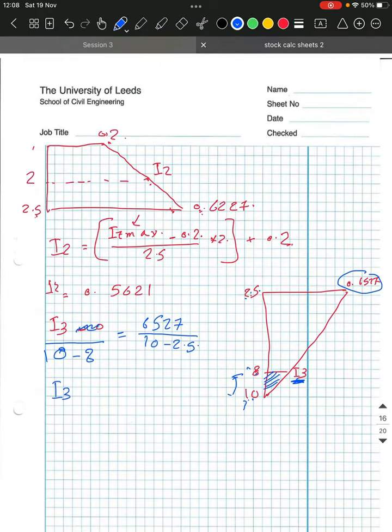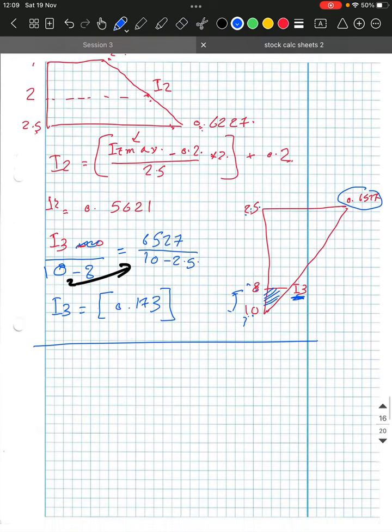So it's going to be I3 equals... well, we do the math. It's fine. So this is 2, right? This is 2 multiplied there. And you're going to get I3 as 0.173 when you do the math. So now I have I3 and I have everything.